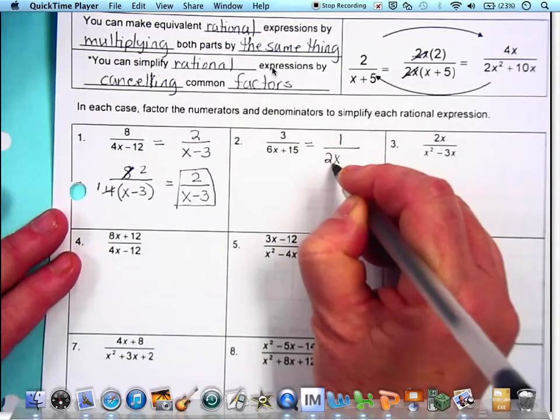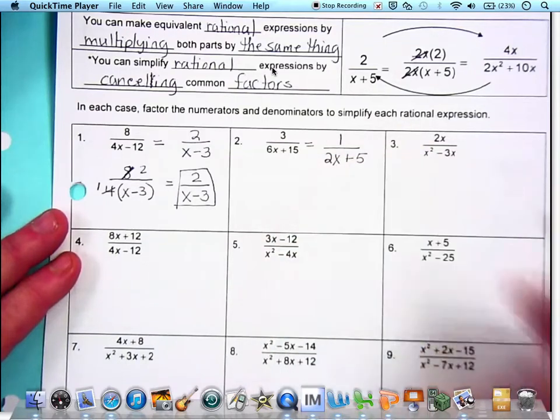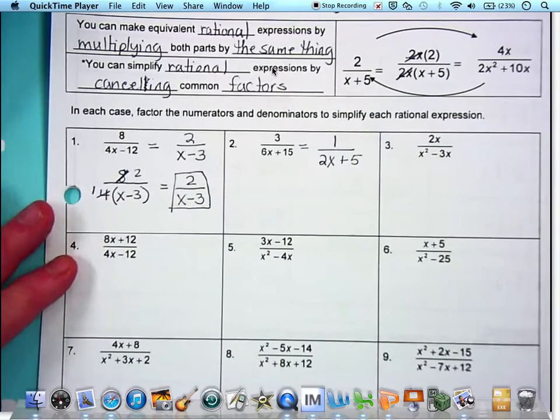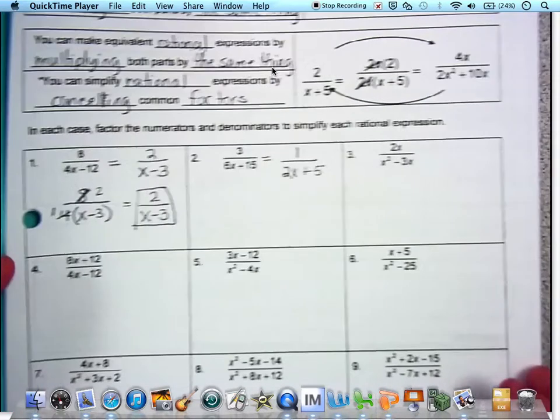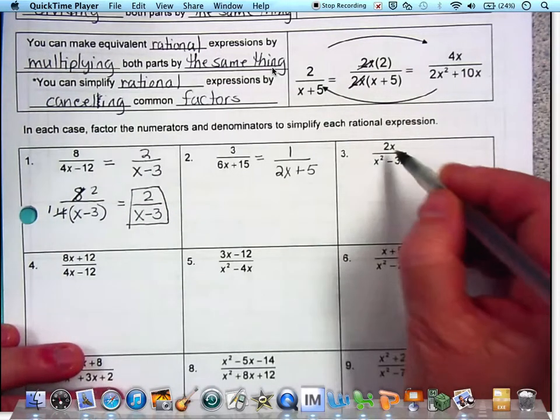2x, right? Plus 3 will go into 15, 5 times. Okay. Y'all okay with that? Yes. All right, then number 3. Take an x away. Okay. Take an x away from everything?